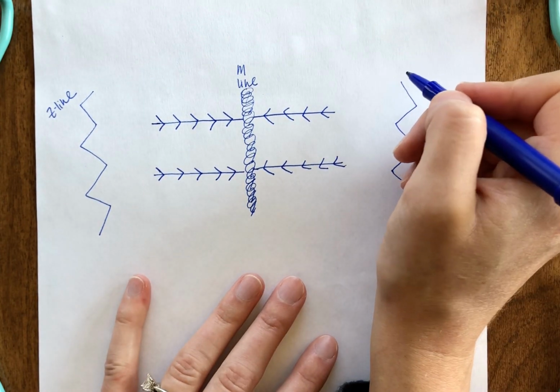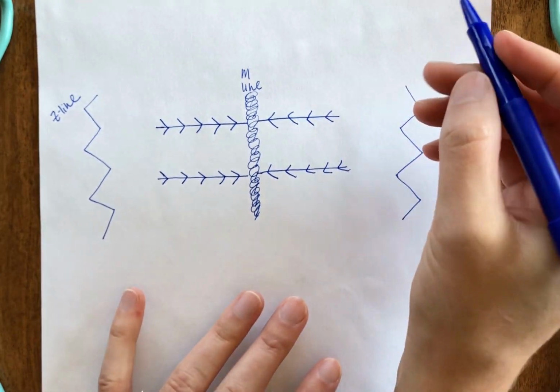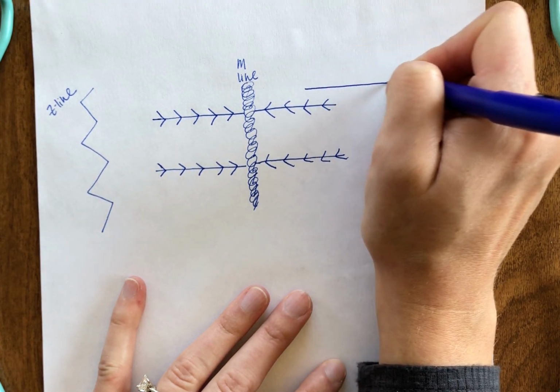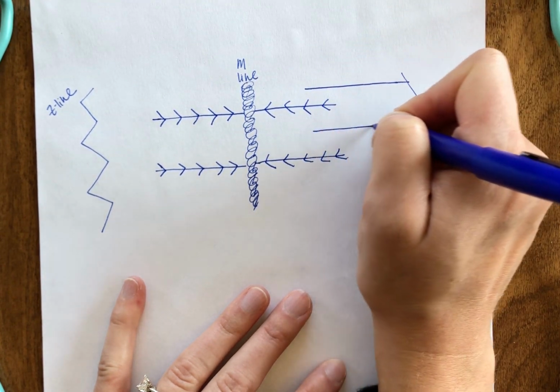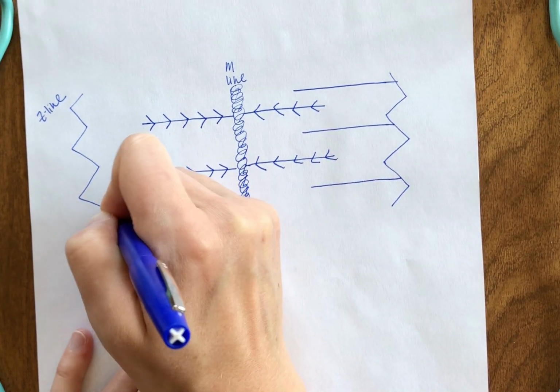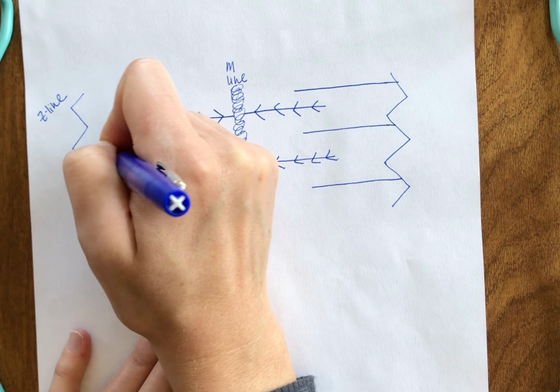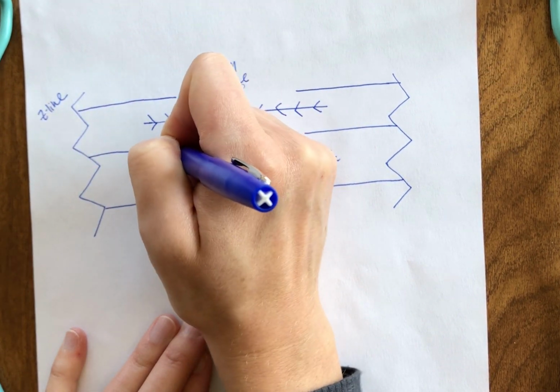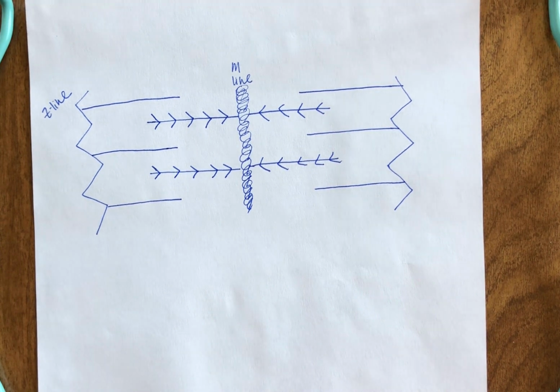Okay. And then off of the Z line is where we have actin. So we're just going to draw actin in between all of those myosin filaments. Okay, there's a little bit of overlap between actin and myosin at rest, but not a lot. Okay, so now I'm going to point out what is what.